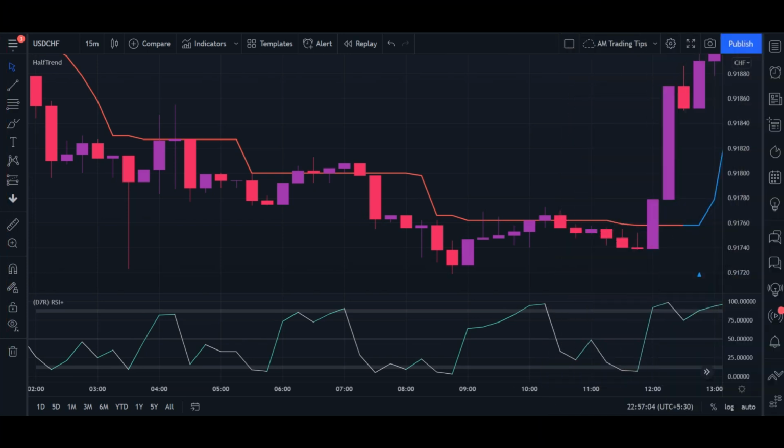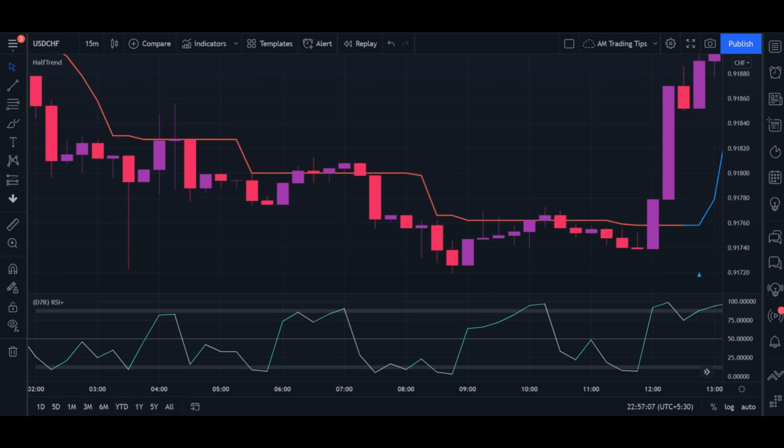Here is an example. We can clearly see that the Half Trend is red. Therefore we are looking for selling opportunities only. So we wait for the RSI to go above 90. Here we see that on this candle the value of the RSI is above 90. So it satisfies both the rules: the Half Trend is red, and the RSI is above 90. So this candle becomes our trigger candle to enter the sell trade. We place a sell order below the low of the trigger candle.